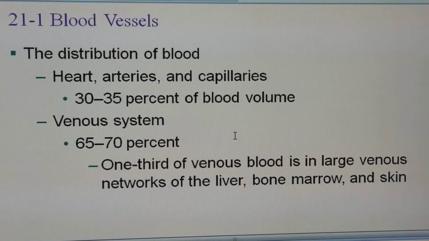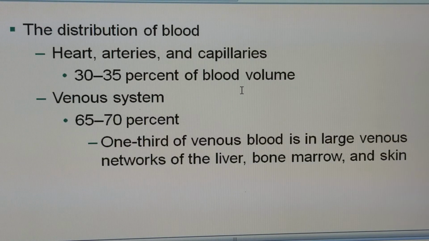Distribution of blood. The heart, arteries, and capillaries have 30-35% of the blood volume. Now, wait a minute. Where's the rest of the blood? The venous system has 65-70%.